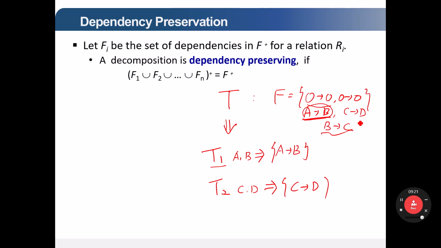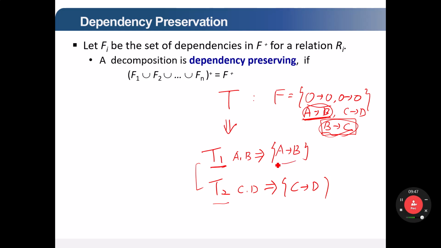But what about this? B determines C. Since table T1 doesn't have a C and table T2 doesn't have B, you cannot include this functional dependency in either of these two tables. But sometimes it is okay, sometimes it is not. And to check whether this decomposition didn't lose any functional dependency set, you should compute the closure.